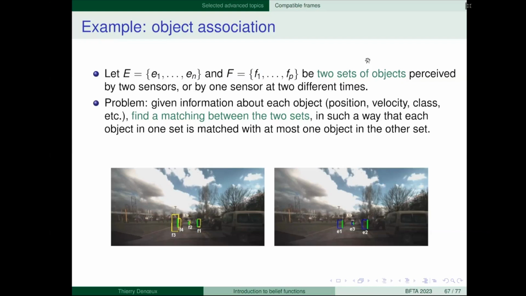Okay. So for this, we need information. We will see how to use information, for example, from the position of the objects. Here I reason only with the position, the location of the objects. But sometimes we can use other information like the velocity, speed, okay, the class, okay, and so on. Right?